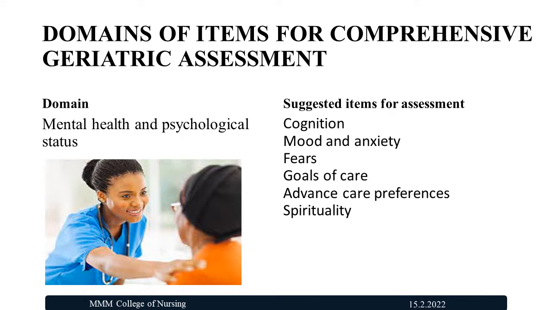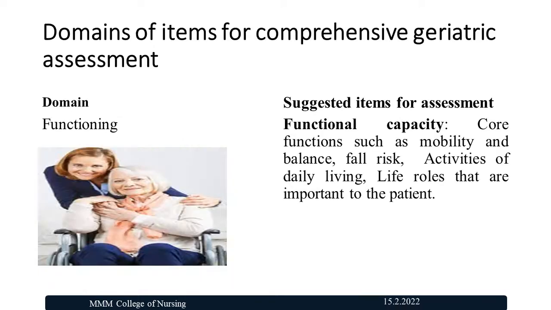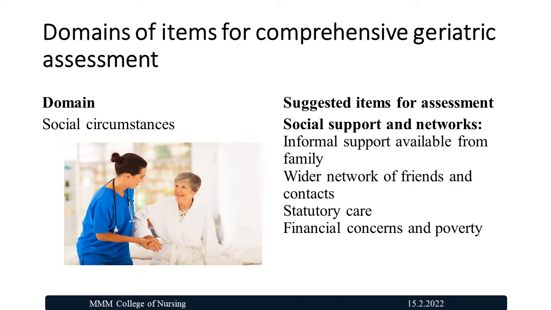Another domain is mental health and psychological status. Here we have to ask about cognition, mood and anxiety, fears, goals of care, advanced care preferences, and their spirituality. Another domain is functioning. Here the core functions to be asked are mobility, balance, fall risk, whether the activities of daily living routinely change, whether they need any help from others, and life roles that are important to the patient.